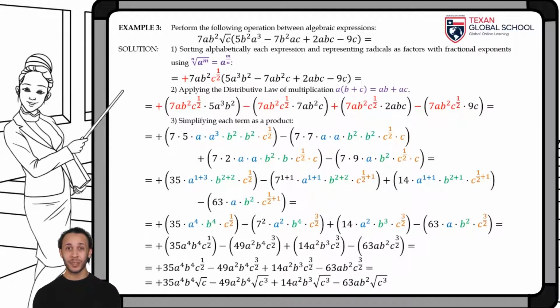We sort the literals of each expression alphabetically and represent radicals as factors with fractional exponents. Then, apply the distributive law of the multiplication with each term of the polynomial. We simplify each term as a product using the laws of exponents and radicals. In this case, we obtain the result of the operation sorted in descending order.